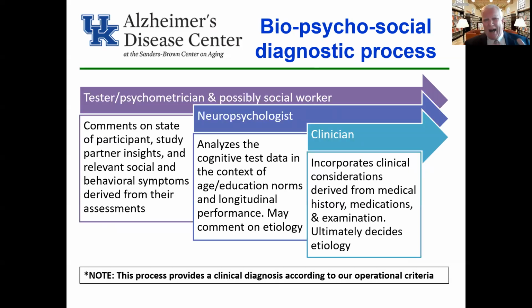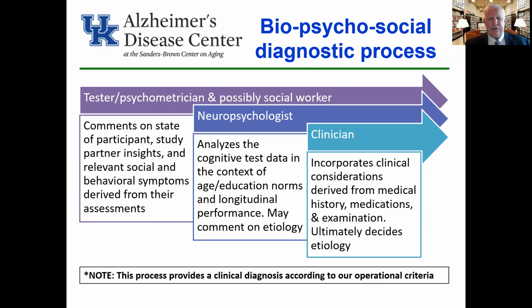We use a biopsychosocial diagnostic process, and there are three different components to that. First, a tester, the psychometrician, possibly a social worker, commenting on the state of the participant when they underwent their cognitive testing, providing information to the neuropsychologist, providing study partner insights, and relevant social and behavioral components that they've picked up during their assessments.